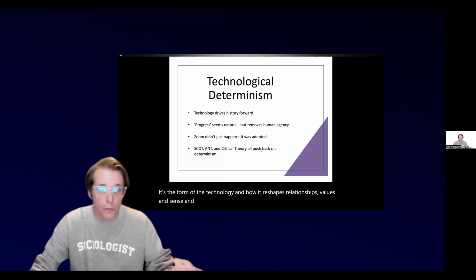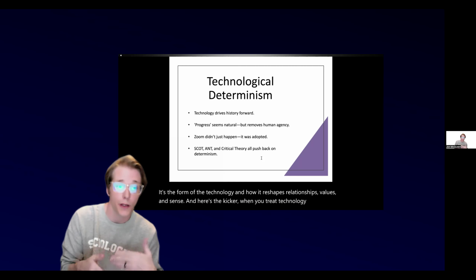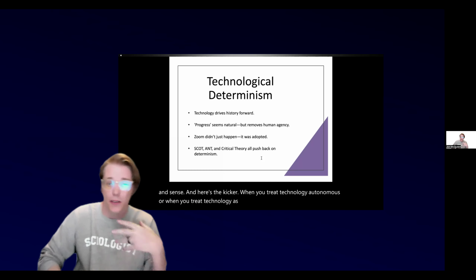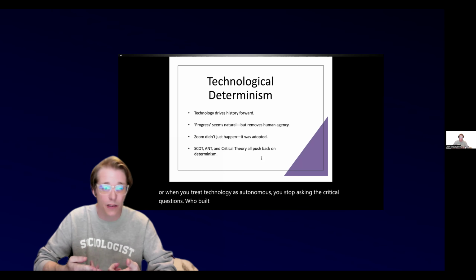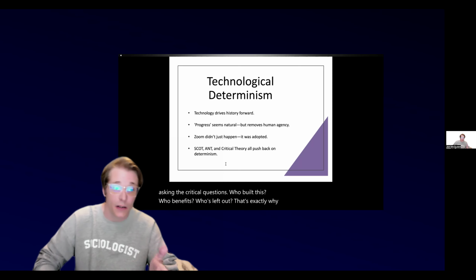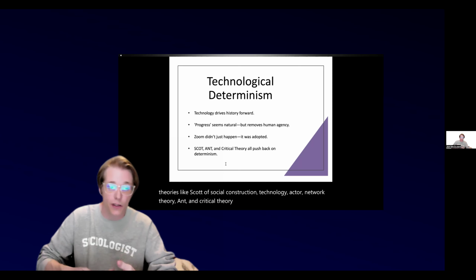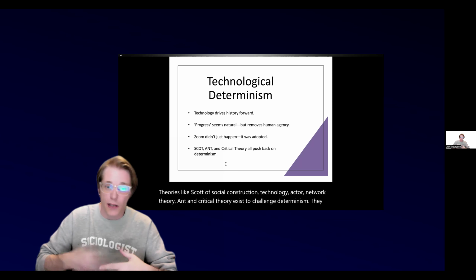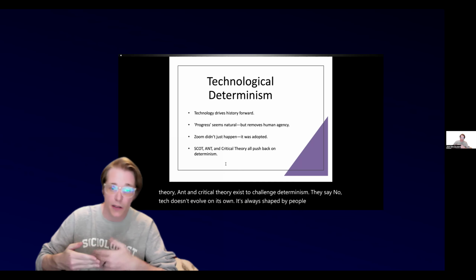And here's the kicker. When you treat technology as autonomous, you stop asking the critical questions. Who built this? Who benefits? Who's left out? That's exactly why theories like SCOT, the social construction of technology, actor-network theory, ANT, and critical theory exist to challenge determinism. They say, no, tech doesn't evolve on its own. It's always shaped by people, institutions, power dynamics, and culture.